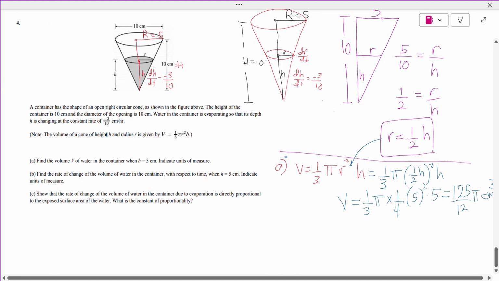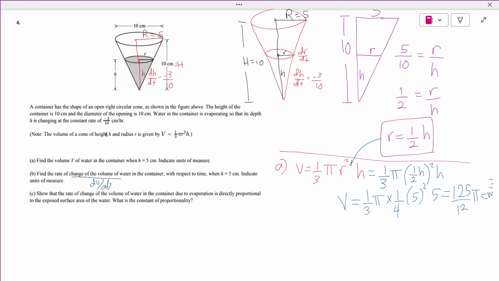Now the second part says find the rate of change of the volume. We need to find dV over dt when h is equal to 5. Okay.